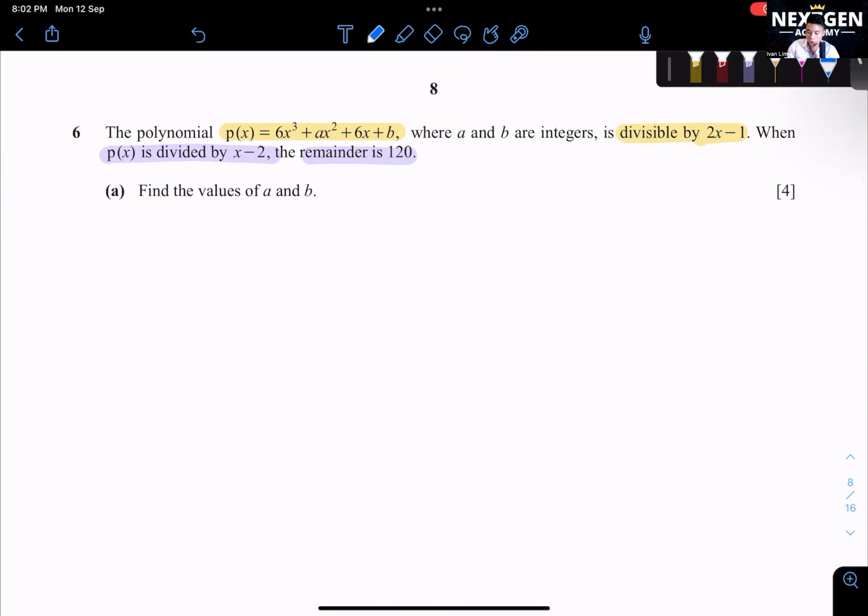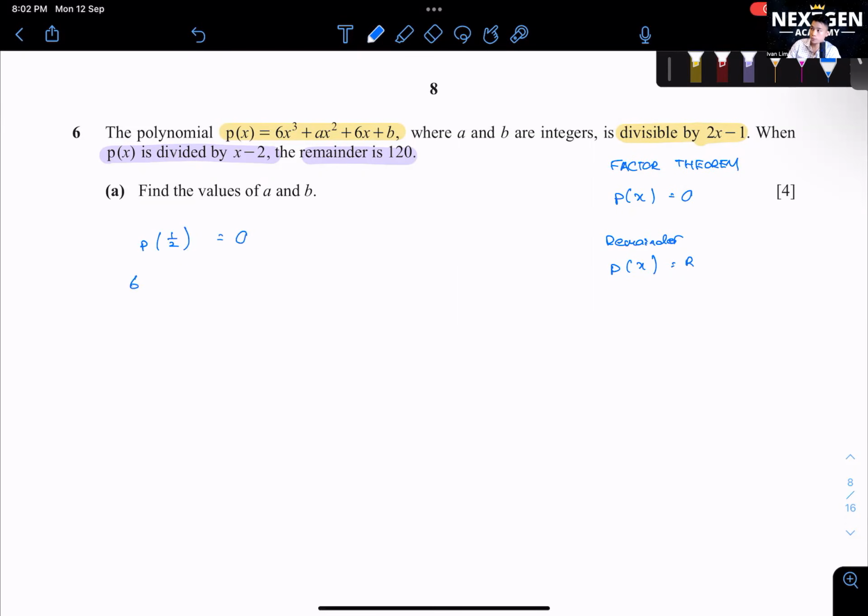All right, how do we do this? Factor theorem and remainder theorem. Actually it's the same thing. We just need to sub in the x value. If it's a factor, then it will just give you equals to 0. If got remainder, it means you sub in the x value, you get the remainder value. So you see, in this case, got a 120. So we sub it in. The first one, divisible by 2x minus 1. Therefore, p of 1 over 2 will be equal to 0.